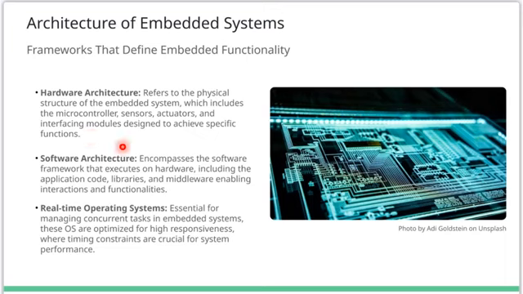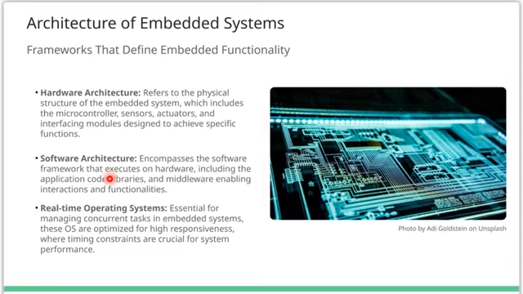Regarding hardware architecture, it refers to the physical structure of the embedded system, maybe the microcontroller, sensors, actuators, and different interfacing modules for the input and output systems. The purpose is to achieve some specific functions. It purely consists of the different hardware parts. In the last slide we have seen the components of the embedded system, so basically we are referring to the hardware components of embedded systems.